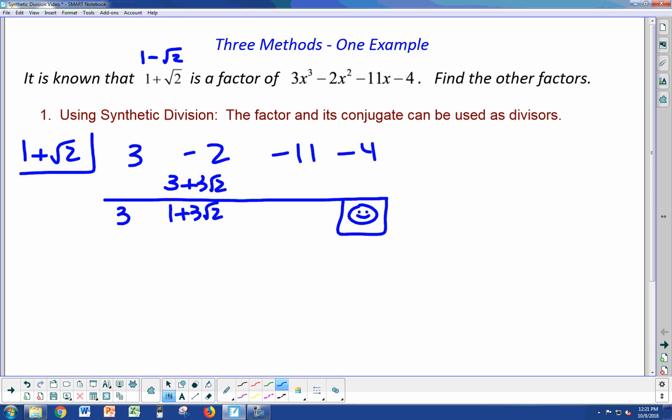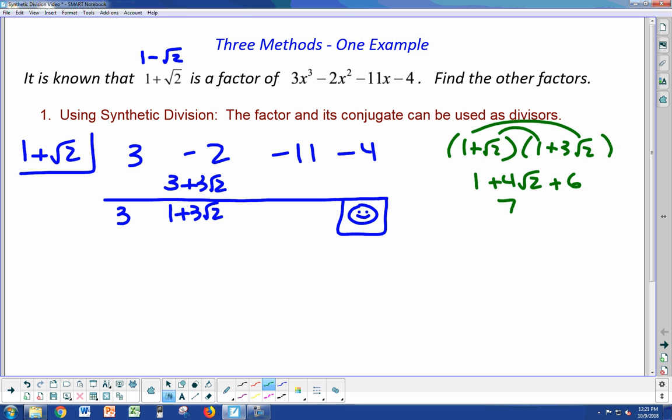And now we've got a nasty multiplication to make, so I'll do that as scratch work on the side. That's 1 plus root 2 times 1 plus 3 root 2, which gives us 1. This is going to be radical 2. That's going to be 3 radical 2, or 4 root 2 in the middle. And then our last term is plus 6. So I get 7 plus 4 root 2. I'll go ahead and put that back in here. So that's going to be a 7 plus 4 root 2.